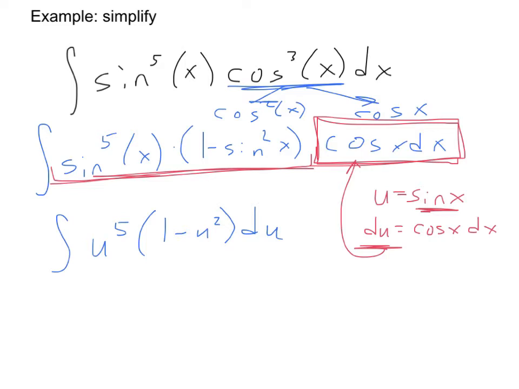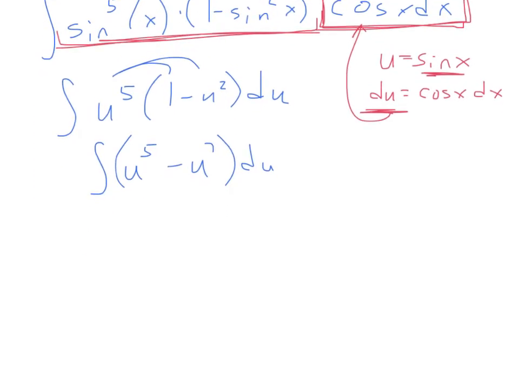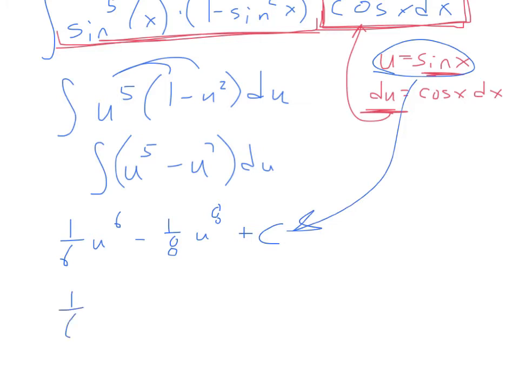We just have to think about how you're going to integrate this. This shouldn't be hard, but think about it for me. How are you going to do that integral? We'll need to distribute and push that through. We'll get the integral of u to the 5th minus u to the 7th du. When I do that, I'm going to end up with 1/6 u to the 6th minus 1/8 u to the 8th plus c. Then my last step is to substitute u back in. I get 1/6 sine to the 6th power of x minus 1/8 sine to the 8th power of x plus c.